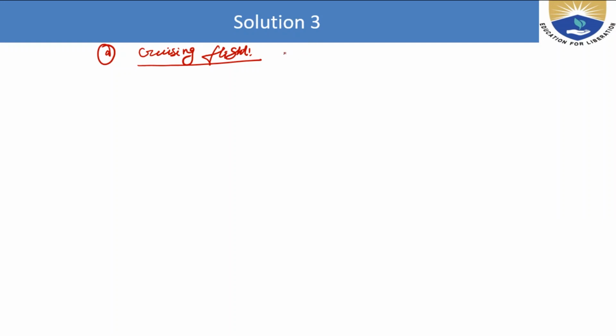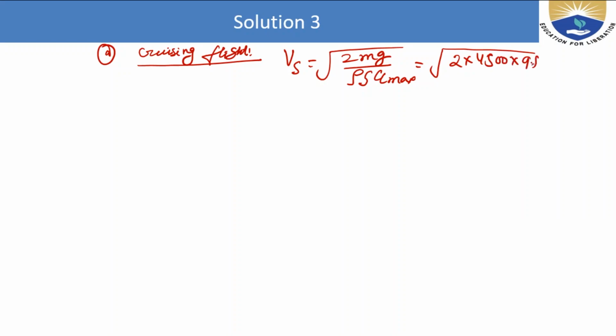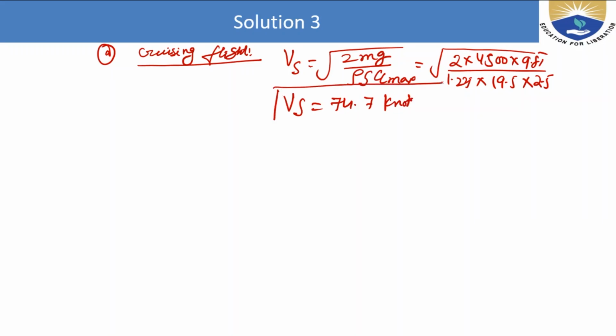And we know that stall speed Vs is equal to under root 2mg by rho S CL max. M is given as 4500, so 2 into 4500 into 9.81 divided by 1.225 into area 19.5, CL max is 2.5. So we will get Vs is equal to 74.7 knots. So this is the stall speed of the aircraft for the cruise flight.